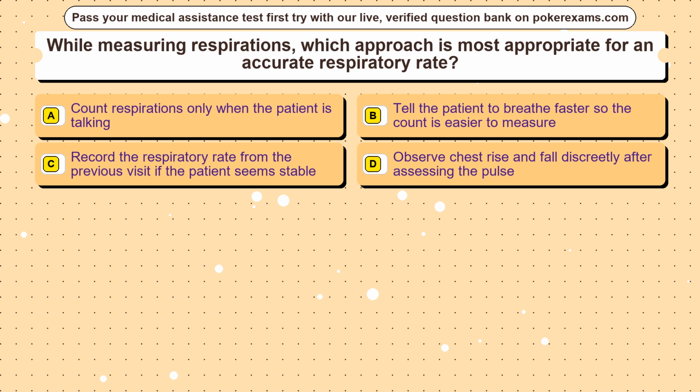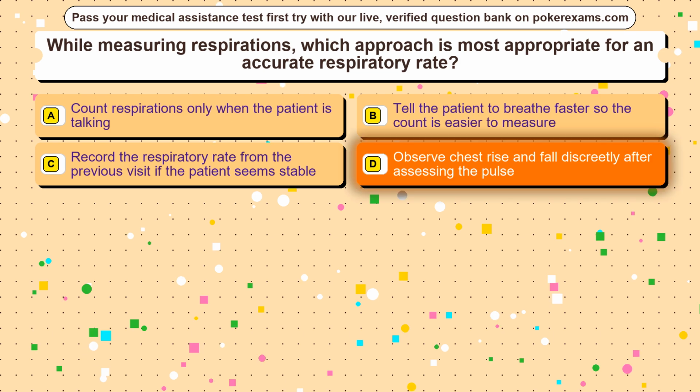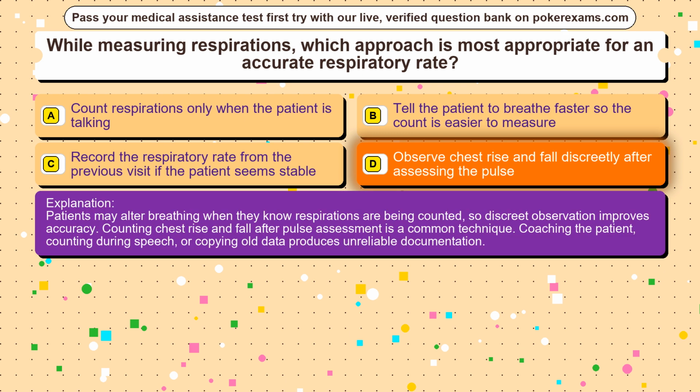Option C, record the respiratory rate from the previous visit if the patient seems stable. Option D, observe chest rise and fall discreetly after assessing the pulse. The correct answer is option D, observe chest rise and fall discreetly after assessing the pulse. Patients may alter breathing when they know respirations are being counted, so discreet observation improves accuracy. Counting chest rise and fall after pulse assessment is a common technique. Coaching the patient, counting during speech, or copying old data produces unreliable documentation.